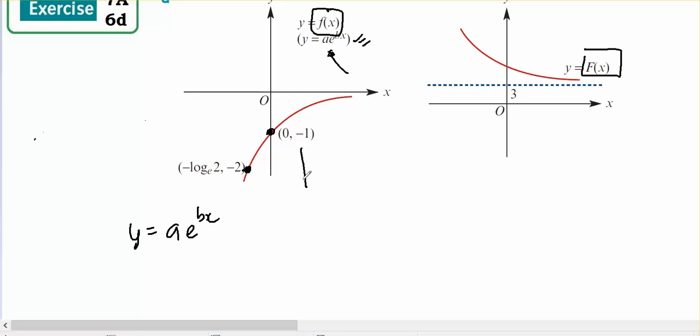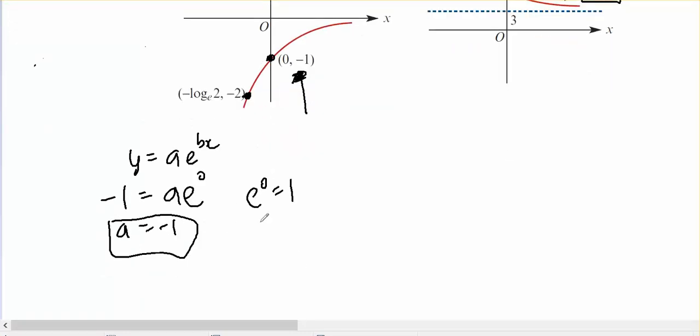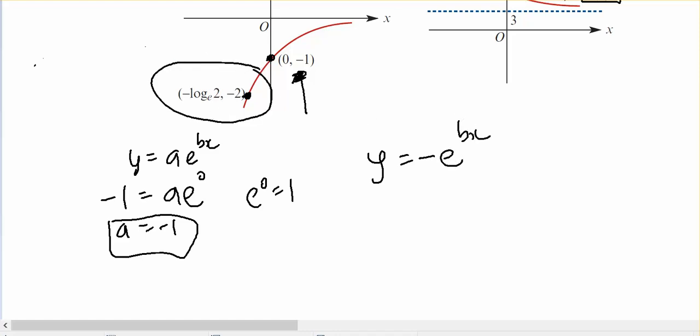Okay, I'm going to sub in this piece of information first. So y equals -1, a e to the 0, a equals -1, since e to the 0 equals 1. So I found a. So now I know that y equals negative e to the bx, and we're going to sub in this piece of information. So y is -2 equals negative e to the minus log base e of 2 times b.